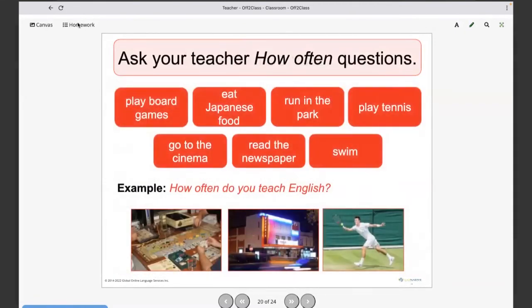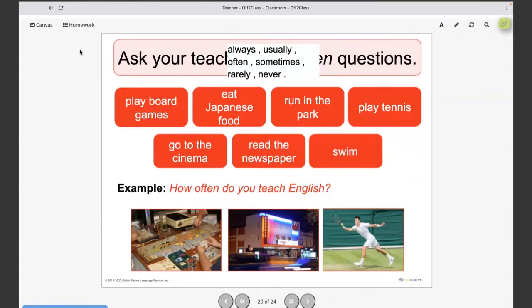Now you have to ask each other. Each one of you asks a question from these and answers it using the adverb of frequency. I'll put them here: always, usually, often, sometimes, rarely, and finally, never. Depending on how often you do the action, you say a sentence in the negative or the positive.